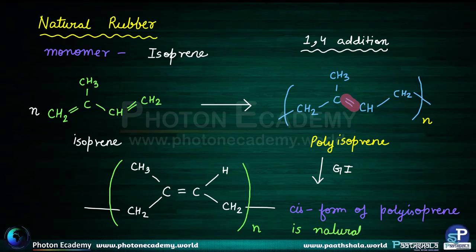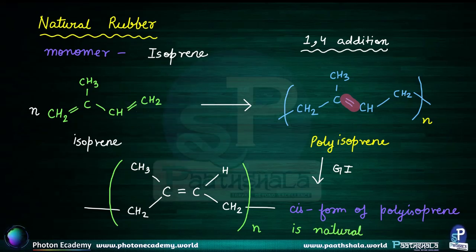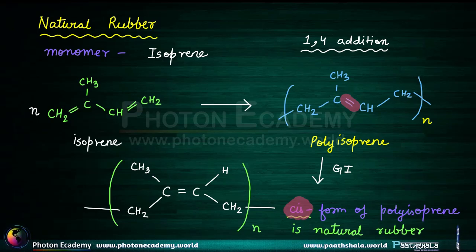Since it is showing geometrical isomerism, it becomes important that we mention whether it is the cis form or the trans form, and we say that the cis form is the one which behaves as natural rubber. So we have to remember here that the cis form is behaving as the natural rubber. Now the question arises that we have to draw the trans form also. The trans form of this polyisoprene will be something like this.